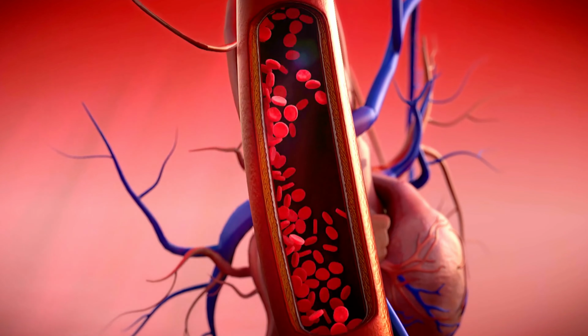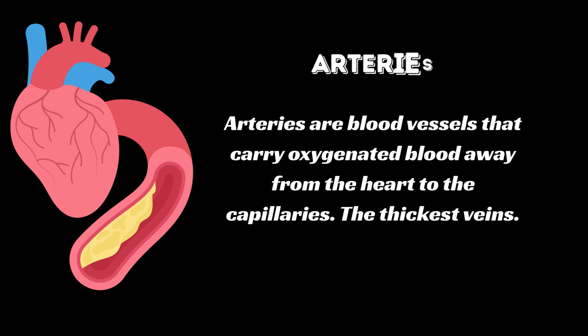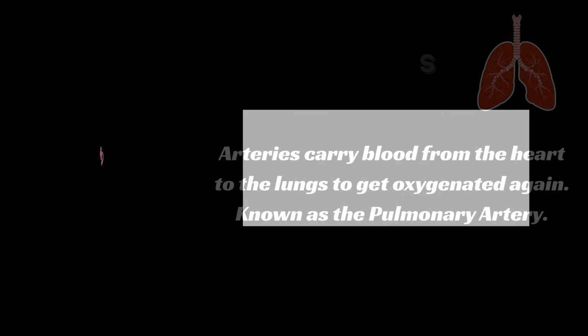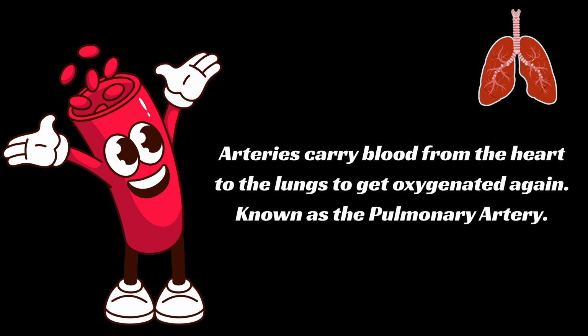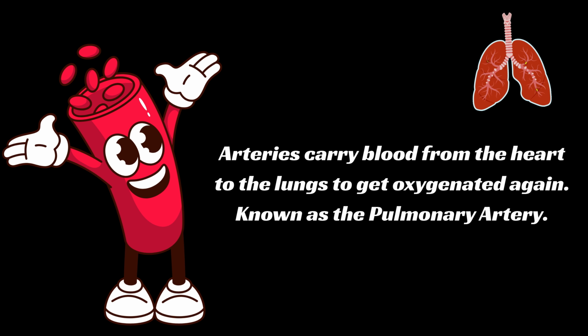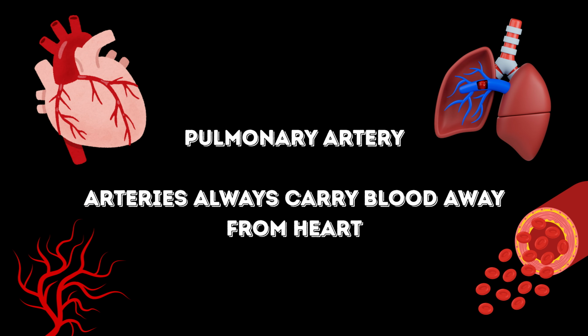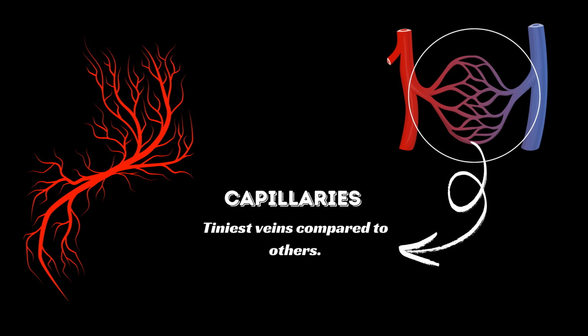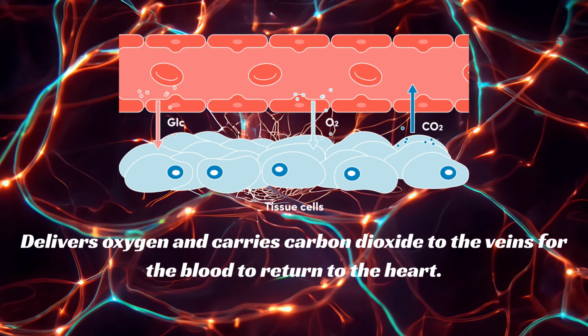Let's start with arteries. Arteries are vessels that carry blood away from the heart. They carry oxygenated blood to capillaries and are the thickest vessels compared to all others. But on the contrary, arteries also carry deoxygenated blood from the heart to the lungs for the blood to get oxygenated again. And this vessel is known as the pulmonary artery. Remember that arteries always carry blood away from the heart. Moving on, we have capillaries, which are very tiny vessels that go throughout our body and transport oxygen and carry the deoxygenated blood to the veins.